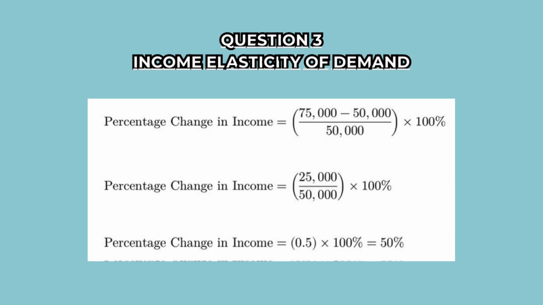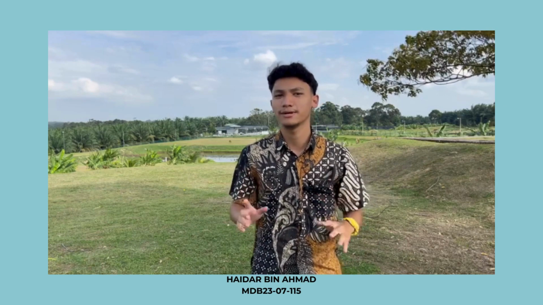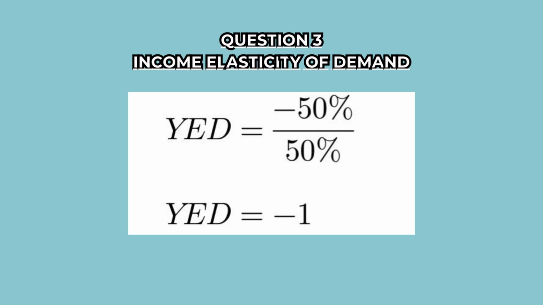The percentage change in income is 75,000 minus 50,000, divided by 50,000, times 100%. Percentage change in income equals 25,000 divided by 50,000, times 100%, which is 0.5 times 100%, equals 50%. Now we can use these values to find the income elasticity of demand. YED equals negative 50% divided by 50%. YED equals negative 1.